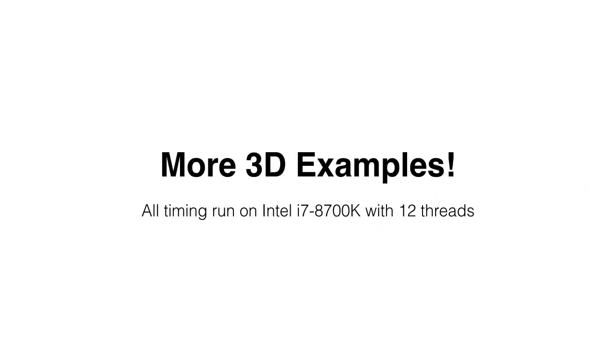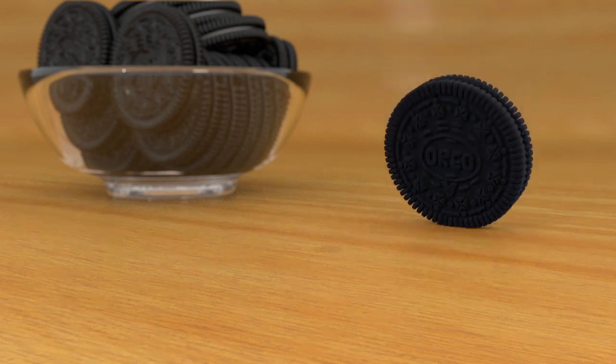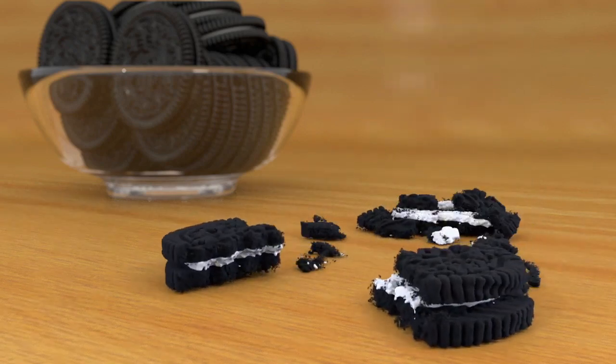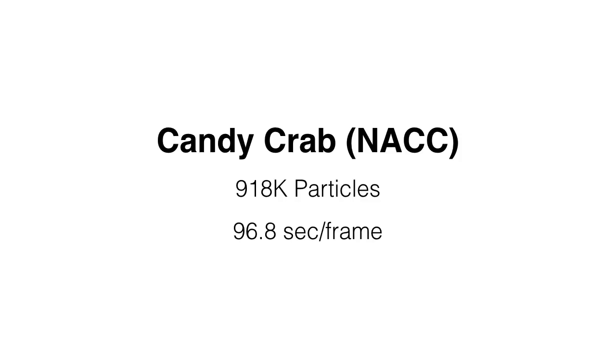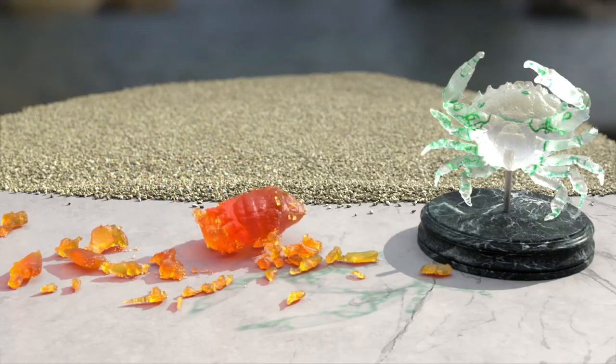Now, we show some more 3D examples. We begin by showing some food destruction using NACC plasticity. Here, a sandwich cookie is dropped on the ground. Next, we smash a candy crab and visualize the NACC hardening parameter in material space at right.